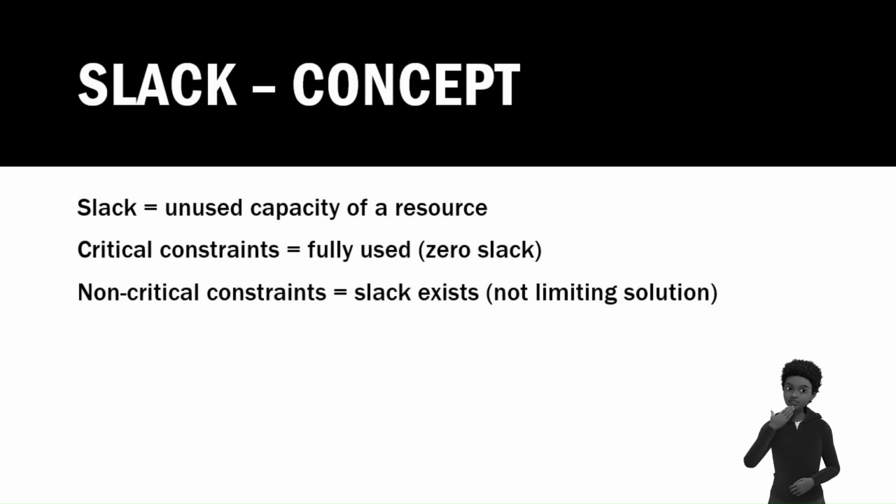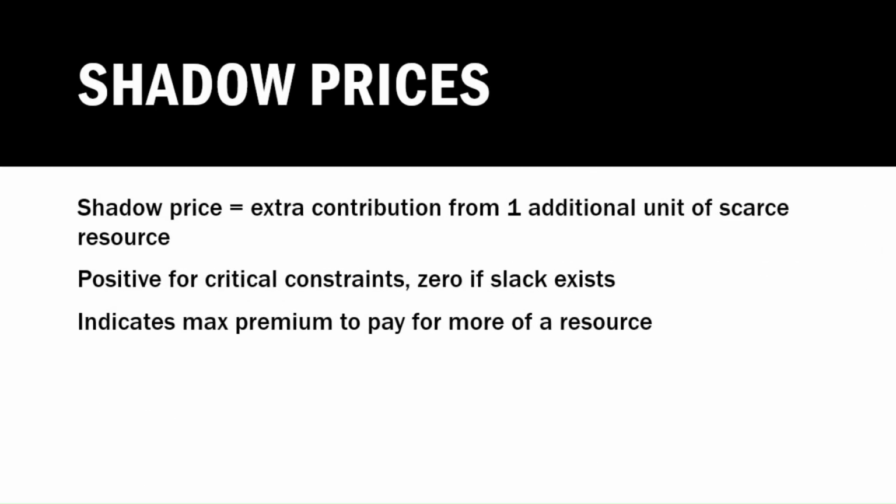Slack. Slack is a very important concept. Slack means unused capacity of a resource. If a resource is fully used up in the optimal solution, it is called a critical constraint and has zero slack. If a resource is not fully used, then it has slack and is not limiting the solution. In exams, always check if a constraint has slack because this determines whether its shadow price is zero or not.